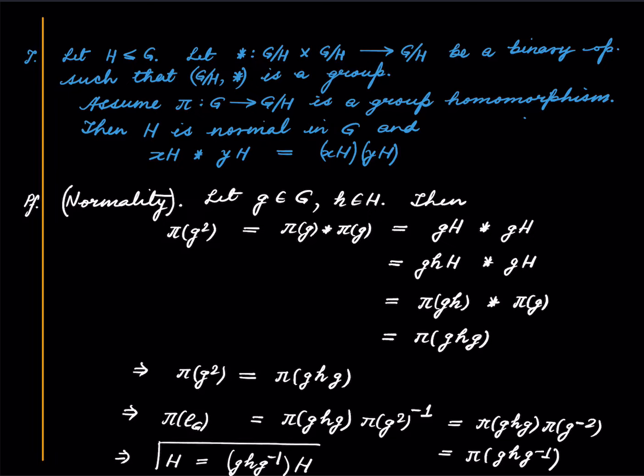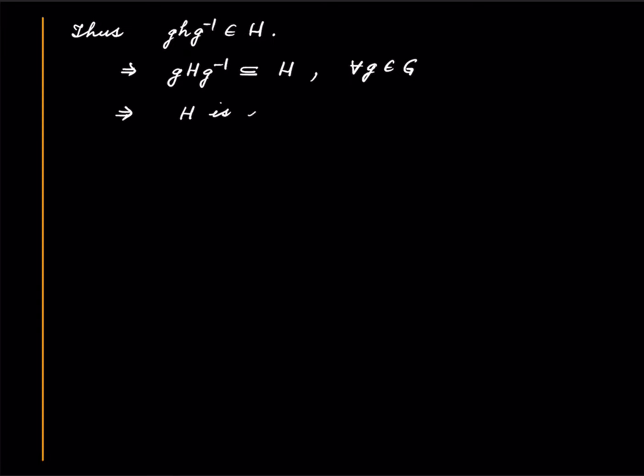So this is what we conclude. For any little g in capital G and any little h in capital H, we have this equation. And this implies, thus, ghg inverse is in H. Since little h was completely arbitrary, this implies ghg inverse is contained in H. This is true for all g because little g was also arbitrary, which we saw is equivalent to saying that H is normal. So H is normal in G. So H is a normal subgroup of G.